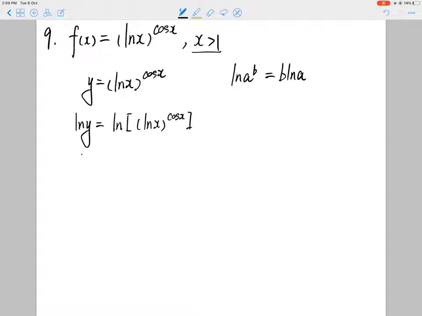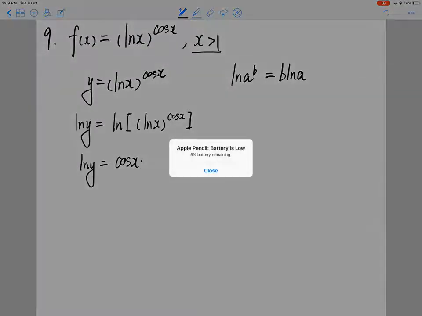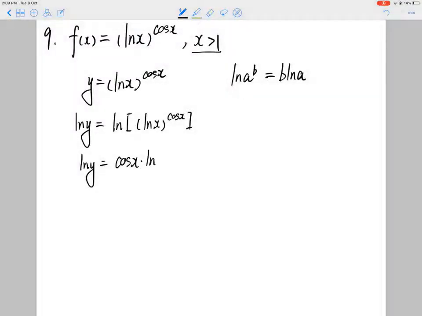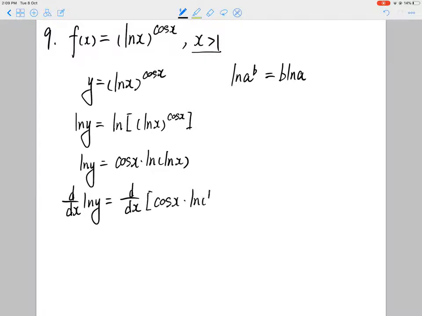Okay, when ln, it's ln y. This part, you can bring cosine x down. So it's cosine x ln x. So now you can do the implicit differentiation, d over dx ln y. It's d over dx cosine x times ln x.